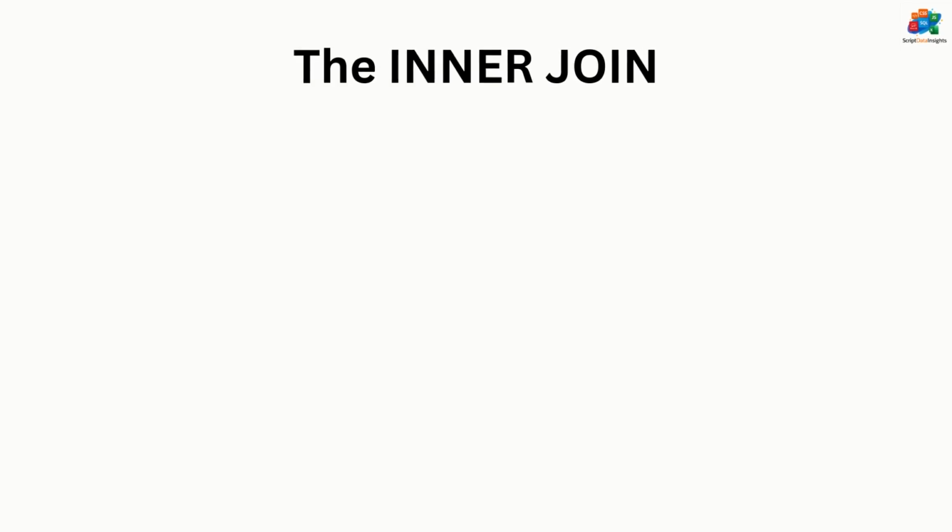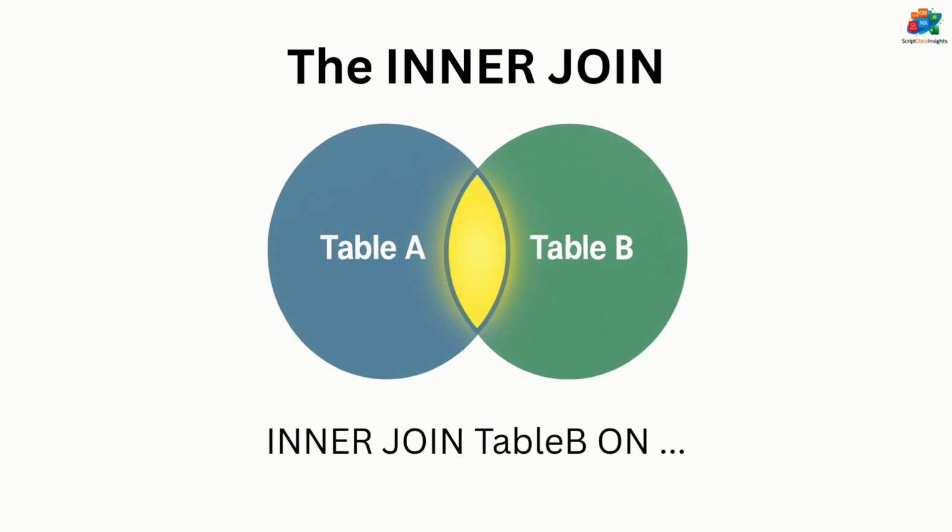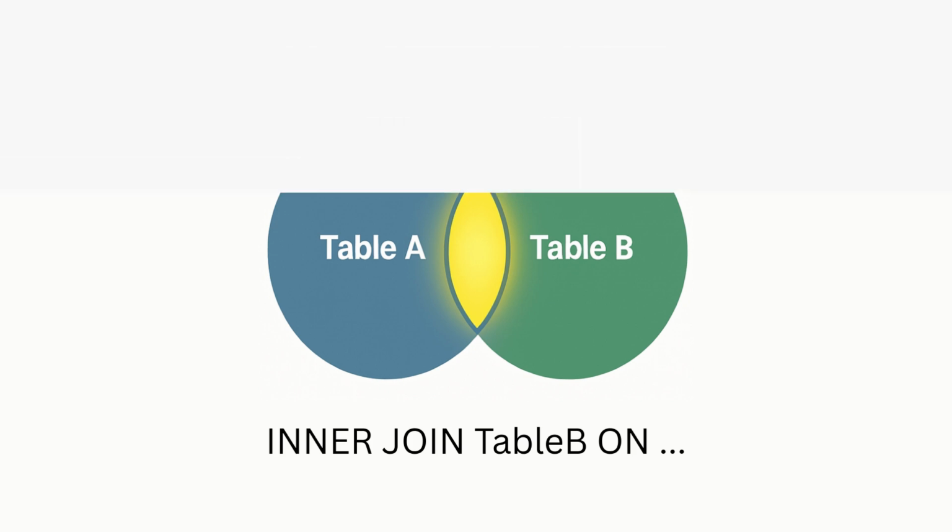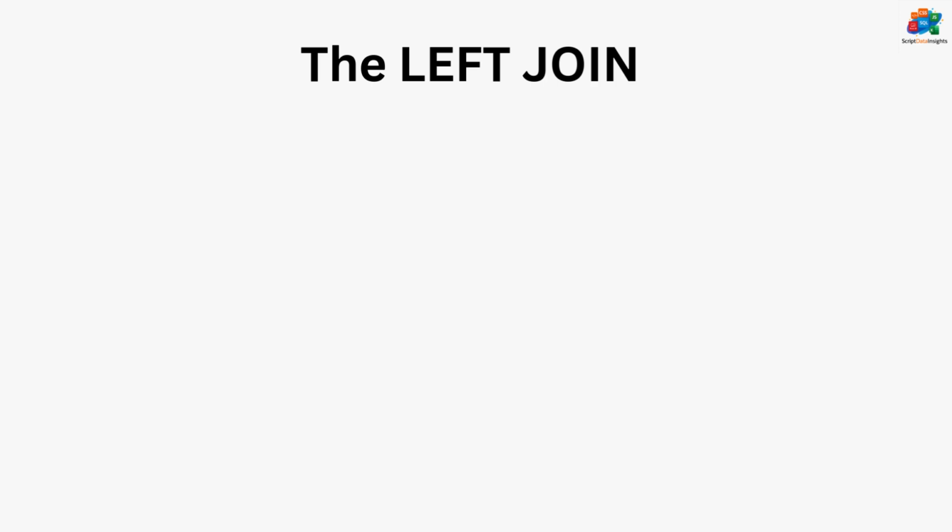One of the most common types is the inner join. It's used to return only the rows that have matching values in both tables being joined. Imagine you have a customers table and an orders table. An inner join would show you only the customers who have actually placed an order, because their customer ID exists in both tables. It's a great way to find the intersection of your data, filtering out any records that don't have a corresponding match.